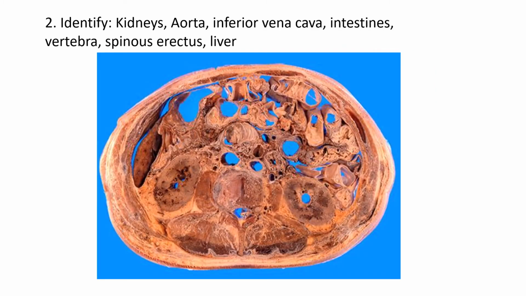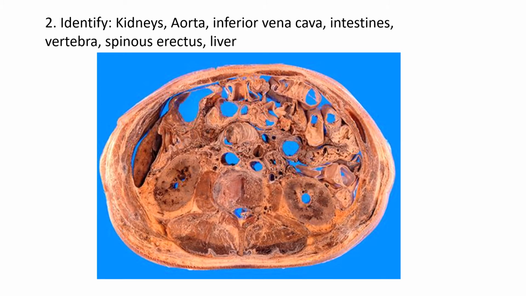So in this one here, we want to find the kidneys, the aorta, the inferior vena cava, intestines, the vertebra, the spinous erectus muscles. The spinous erectus muscles are going to be the ones on either side of the vertebrae to help keep our back straight, and then our liver. All right, now remember we're at a lower cut, so we're not going to see as much of the liver probably.